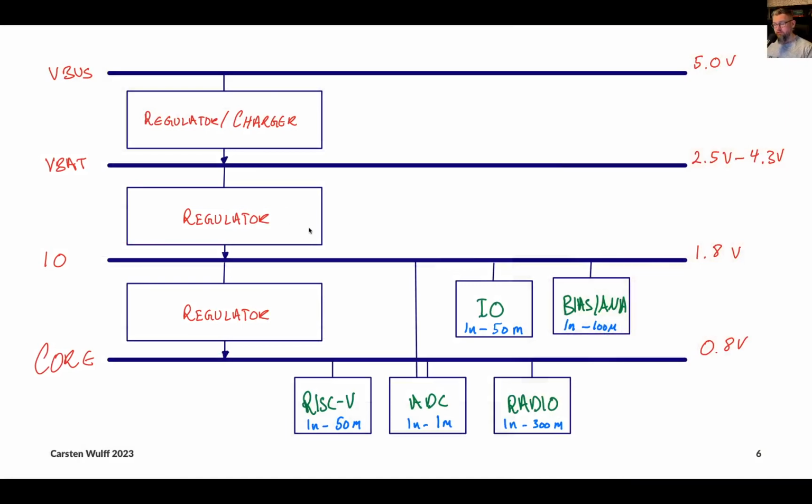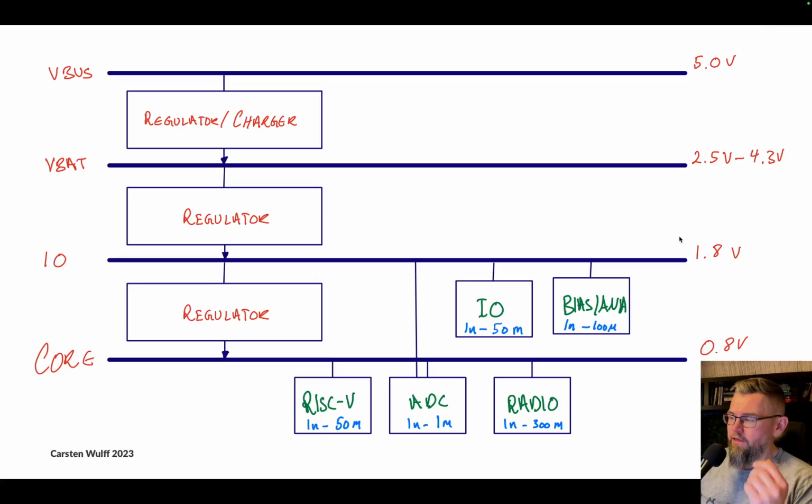Then, since our transistor cannot survive the 2.5 to 4.3 volt voltage, we have to drop it further. Well, let's assume that our input-output interface is at 1.8 volts. In that case, we need a regulator, something to take the voltage from 2.5 to 4.3 and then give us a stable 1.8 volts.